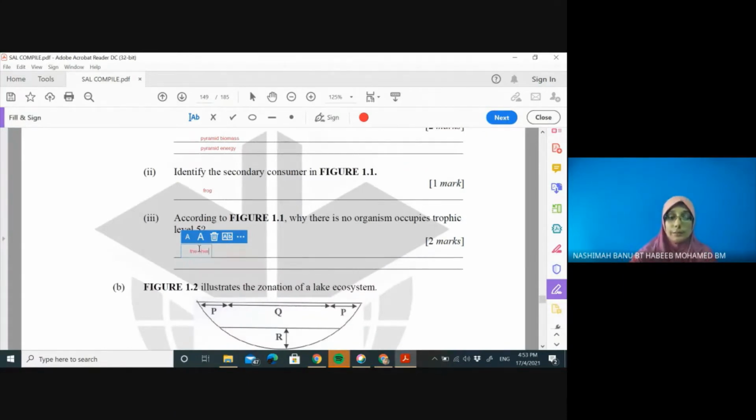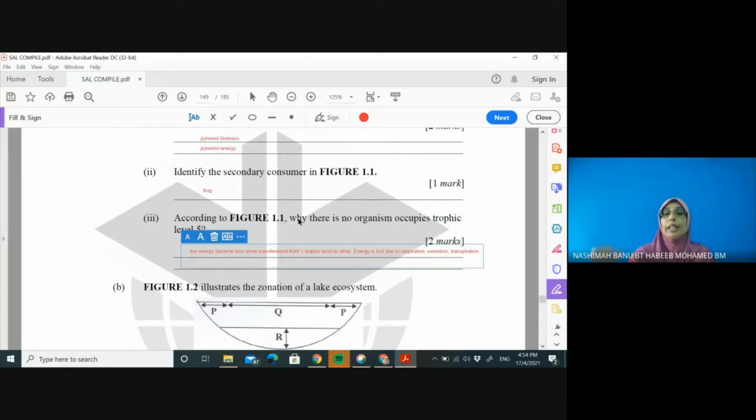The energy becomes less. Because they are asking you why, you have to start your answer: the energy will become less when transferred from one trophic level to another. That is the first point. Then we continue. Why is the energy lost? Energy is lost due to respiration, or what else? Excretion, good, and maybe transpiration.